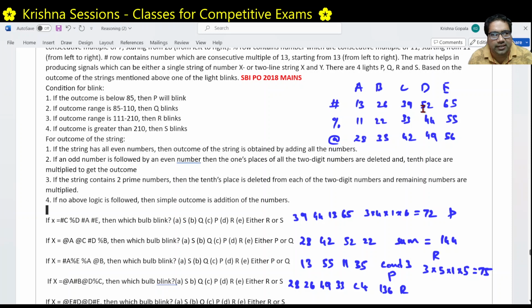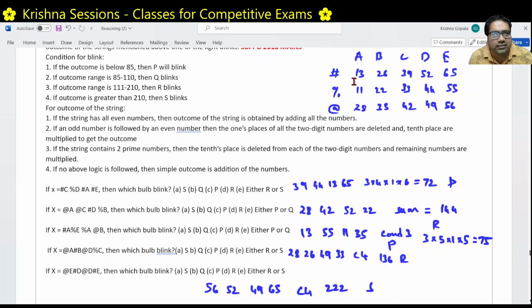Next: #A is 13, %E is 55, %A is 11, @B is 35. Which condition is this? 13, 55, 11 and 35 are all odd numbers, but 2 are prime numbers. The string contains 2 prime numbers, so the third condition applies: the tens are deleted and the units are multiplied. So 3 into 5 into 1 into 5. 5 into 5 is 25, into 3 is 75. 75 is again below 85, so P will blink again.